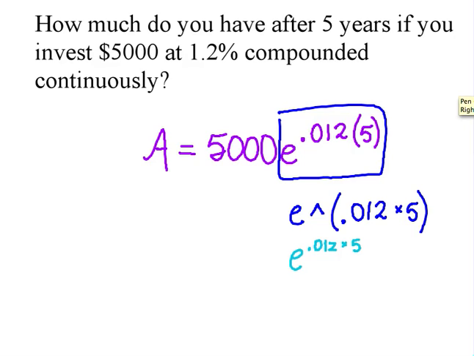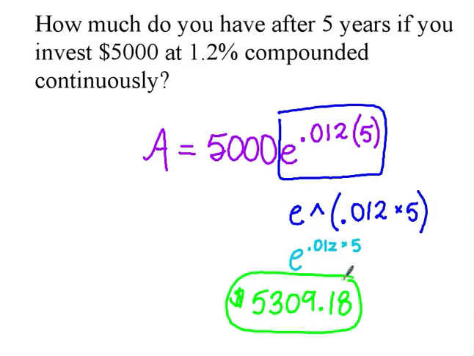Okay? Then what I want you to do is take that, when you get that answer, take it times 5,000. So just hit the times button and 5,000, and you should get your answer, which is, okay, you said 18? There you go. Okay, $5,309.18.